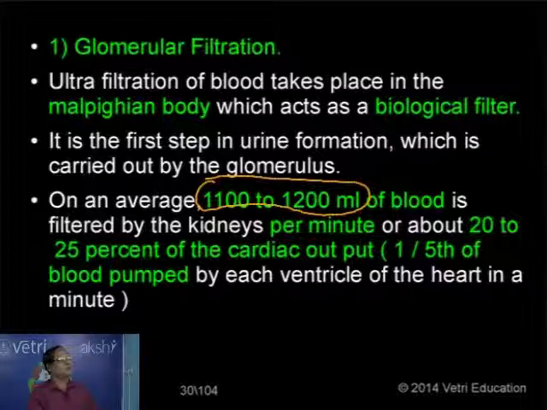The amount of blood that reaches the kidney is about 1100 to 1200 ml, equivalent to 20 to 25% of the cardiac output, or 1/5 of the blood that is pumped by each ventricle during the systole period.